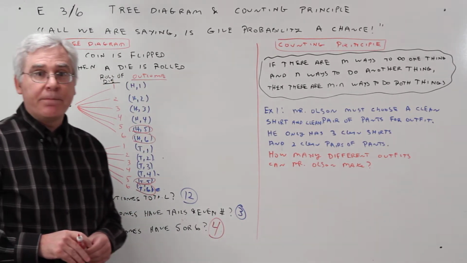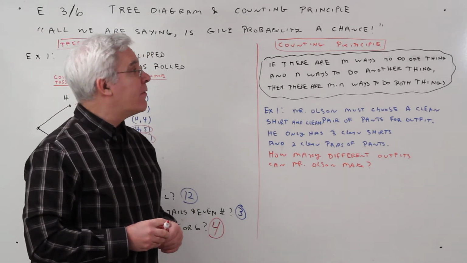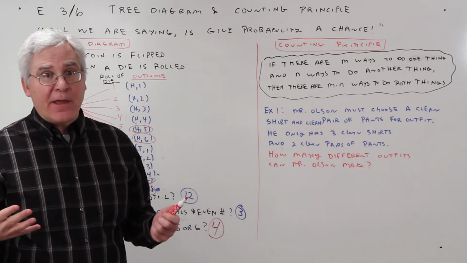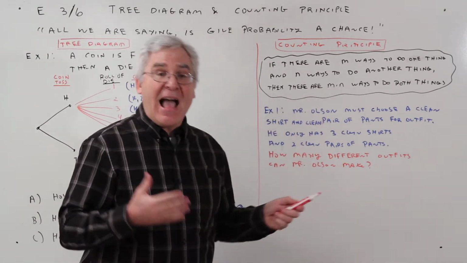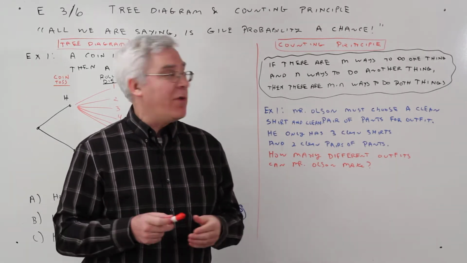Counting principle. If there are m ways to do one thing and n ways to do another thing, then there are m times n ways to do both things. In other words, you just multiply.